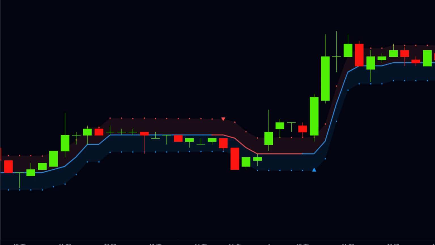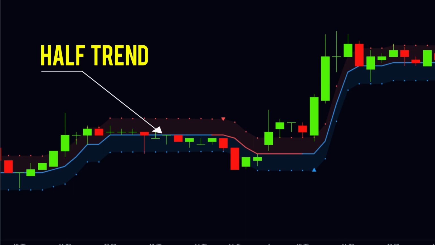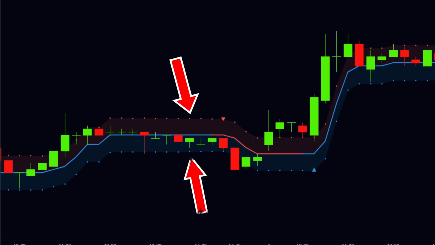Here I have plotted half trend on the chart. It is required to find the indicators of good and efficient creators. You can see three lines over here. The middle line is called half trend, and there are two lines above and below the half trend. These two lines are the ATR band of the half trend.